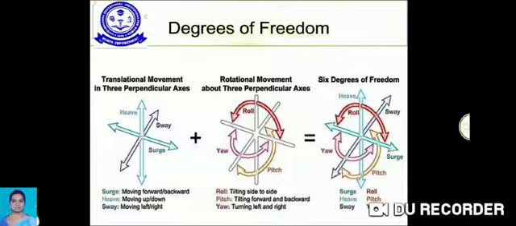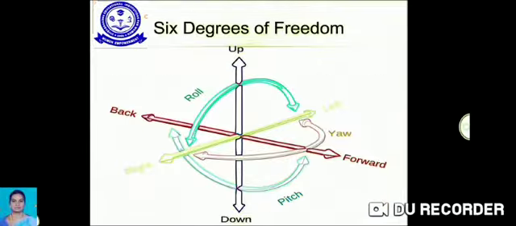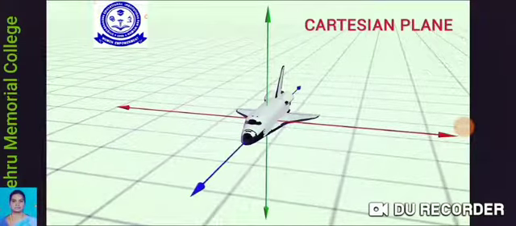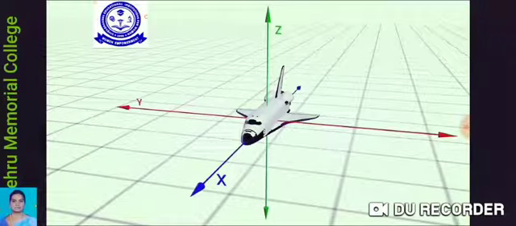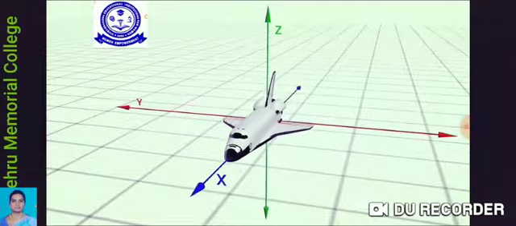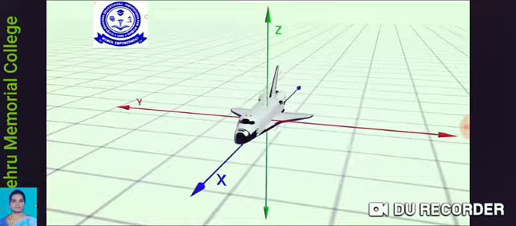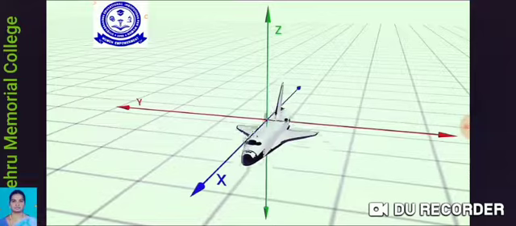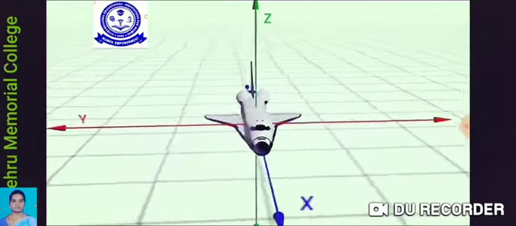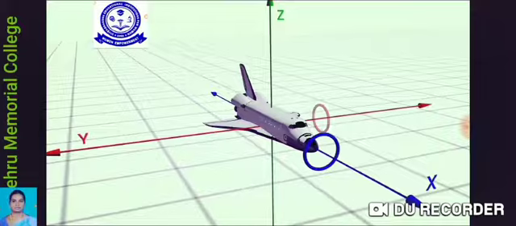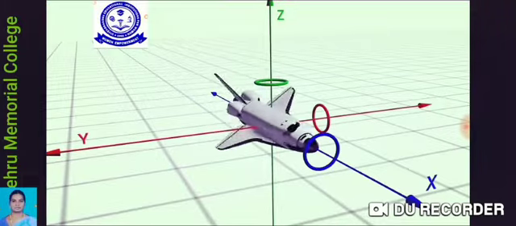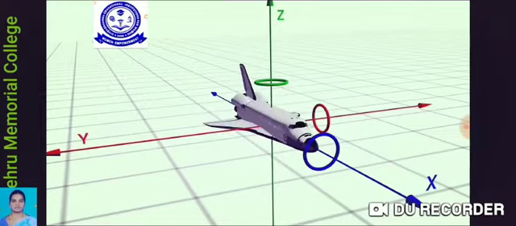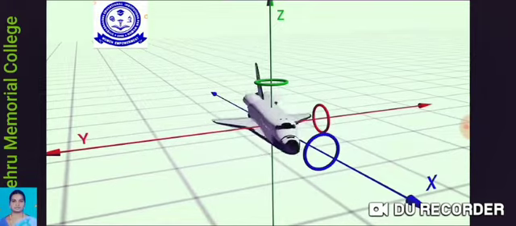So totally we have 6 degrees of freedom. This explains the 3 translational and 3 rotational degrees of freedom. It can move along the 3 axes of Cartesian coordinates x, y, z: forward and backward on the x-axis, left and right on the y-axis, up and down on the z-axis. And 3 rotational movements are made. It can roll on the x-axis, it can pitch forward and backward on the y-axis, it can yaw, rotating in a circle, on the z-axis.